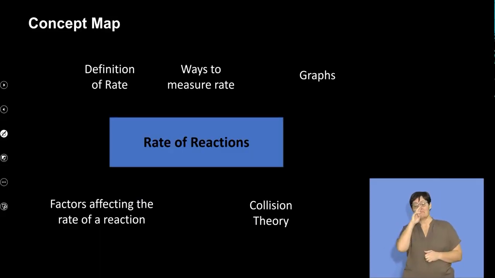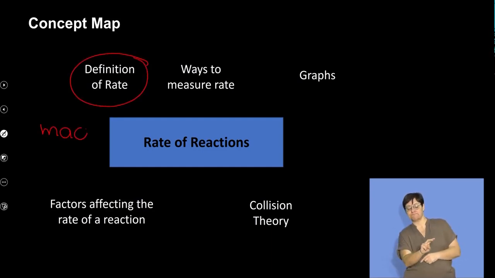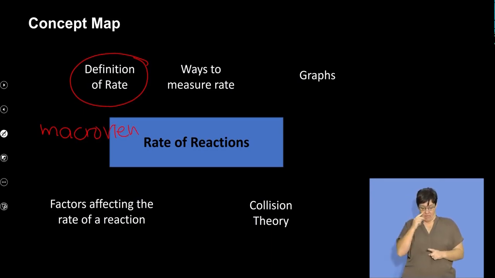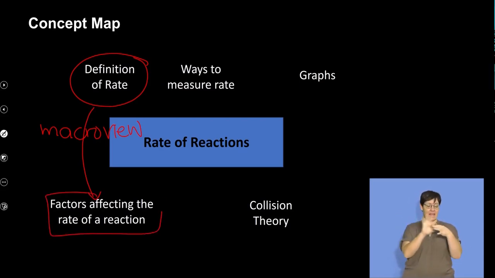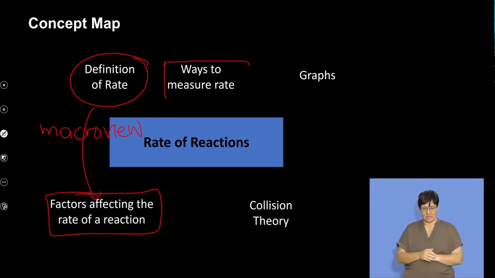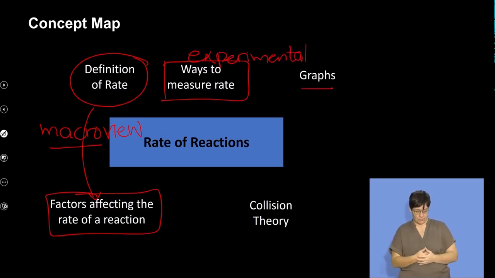When we look at what we've dealt with previously, we looked at the macroscopic view, meaning what we can observe, what we can see, the changes in temperatures, the changes in color. We linked that to the factors affecting the rate of a chemical reaction. We then also looked at the ways, macroscopically, that we use experimentally to work out the rate of reactions. We also touched on the different graphs that we get when we do that.